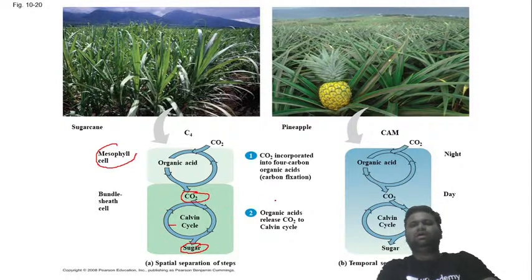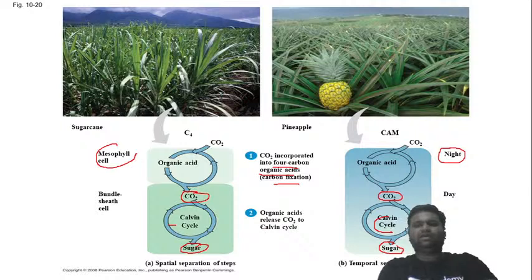In the case of CAM plants, it takes place during the night, where CO2 enters and is converted into organic acid, which is ultimately converted to CO2 during the day, which is then converted into sugar molecules with the help of the Calvin cycle. CO2 is incorporated into 4-carbon organic acids by undergoing carbon fixation, and the organic acid releases CO2 to the Calvin cycle.